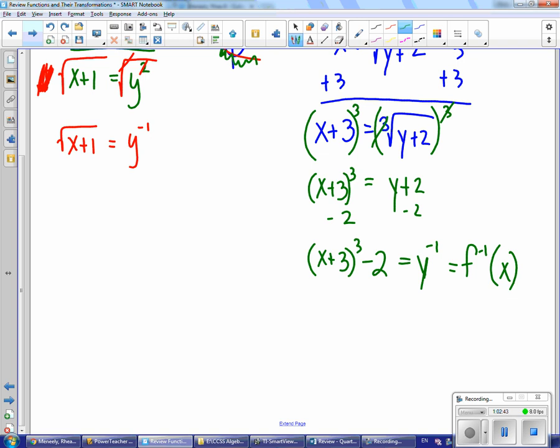If you were asked about the domain and range, you just want to remember that the range of the inverse is going to be equivalent to the domain of the original function, and vice versa. So when you take an inverse of the function, it is going to just switch the domain and the range. The domain becomes the range, and the range becomes the domain.